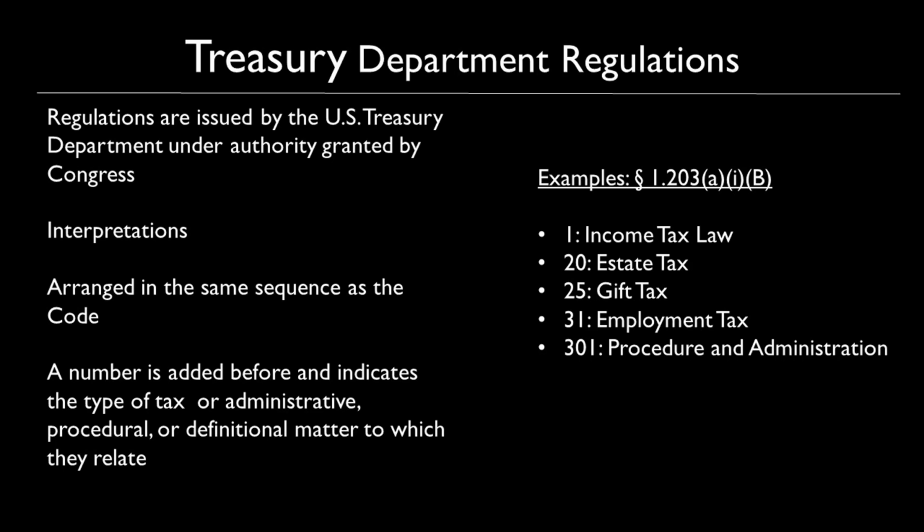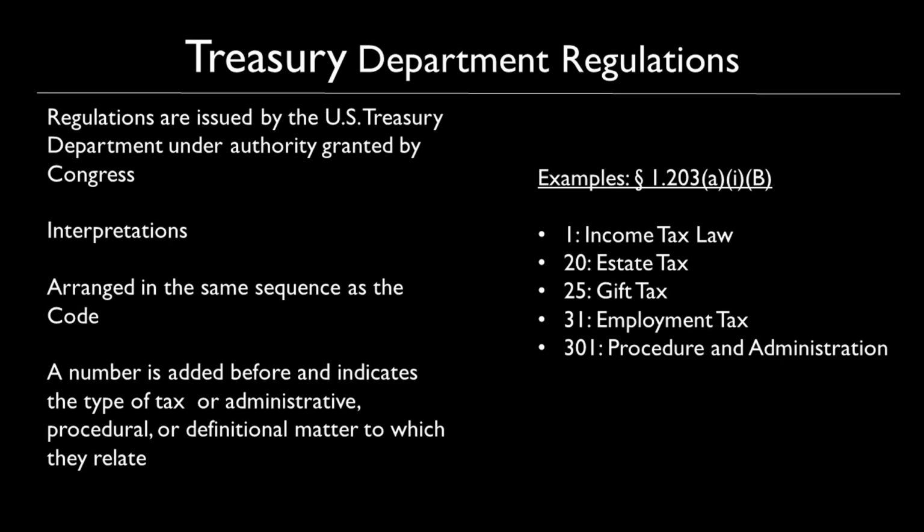20, if it was 20.203, would indicate estate tax, 25 gift tax, 31 employment tax, and 301 identifies whether or not this is regarding procedure and administration of the tax code. Then 203 is regarding the particular code section that is being referenced, followed by additional information as is necessary to further illustrate the regulation in the sections, the section, subsection, part, clause, etc.